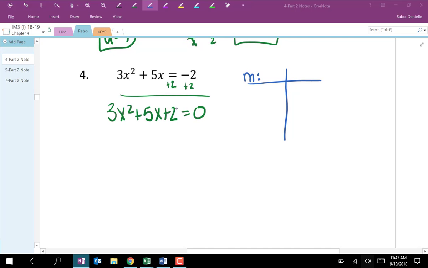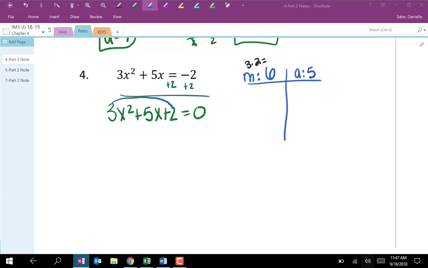Careful. 6, and here's why. 3 times 2 gets me 6. And if you need to write that out somewhere, do that. 3 times 2 is how we got that. And then it adds to the middle term, which is 5. Gotta be careful with the 6 and the 5. This is the one where people always get confused with 6 and 5.